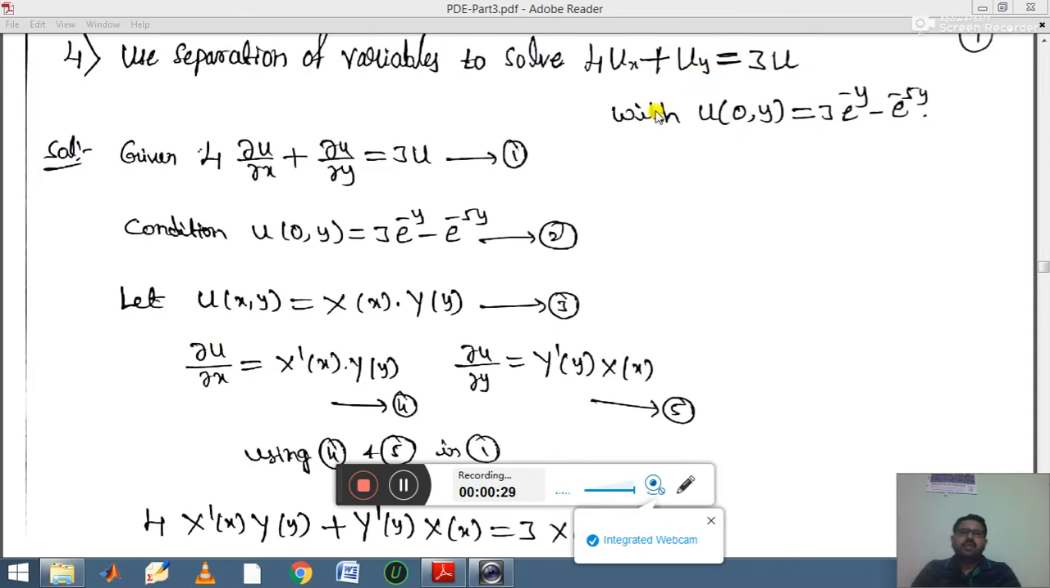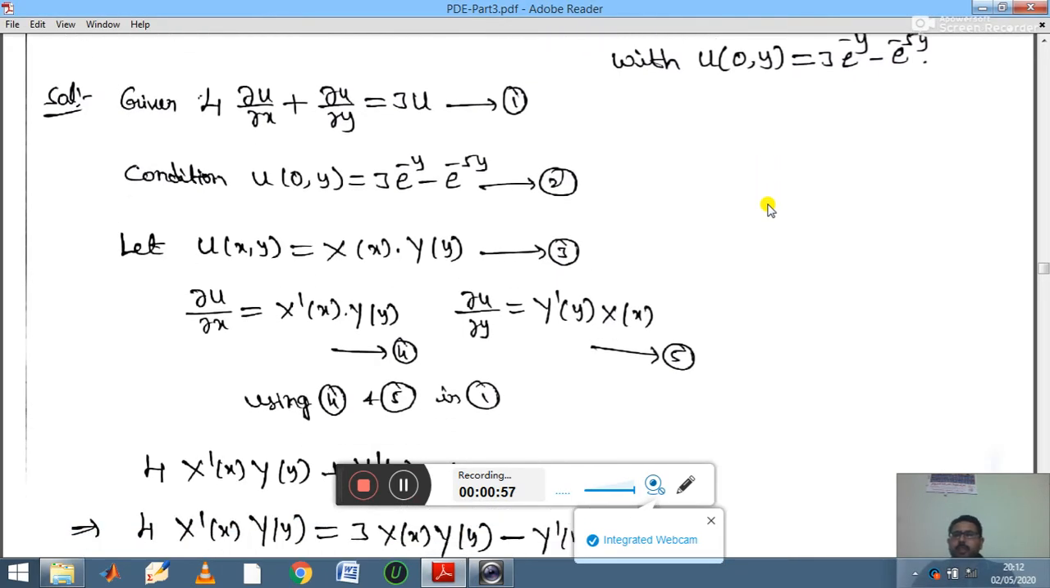With u(0, y) = 3e^(-y) - e^(-5y). This is the given condition. Whenever they are giving this type of condition, here the x value is 0 and the RHS expression contains two exponential functions. Then how to solve this type of problem? So it is a very important example.